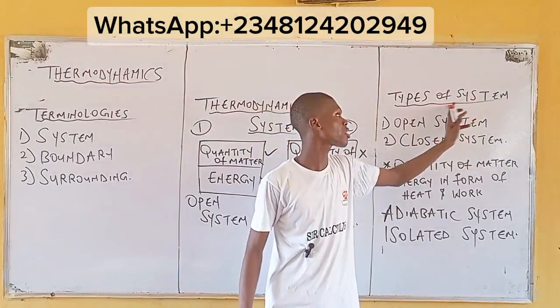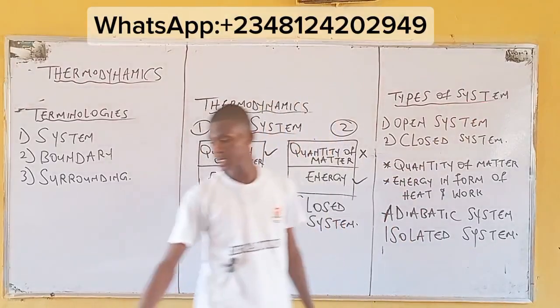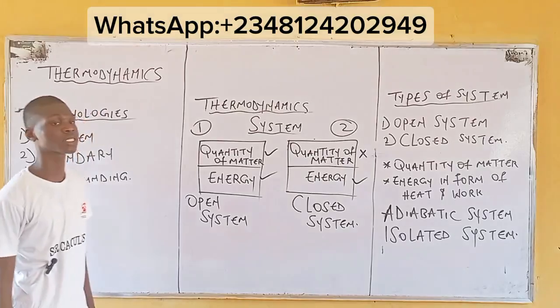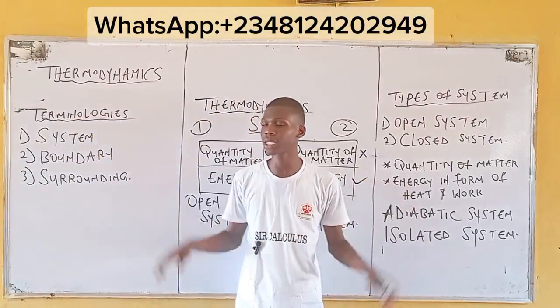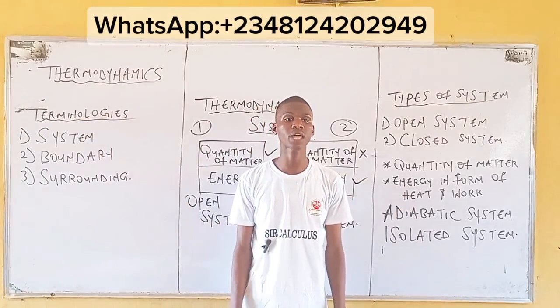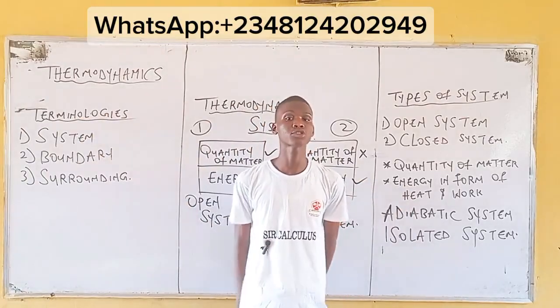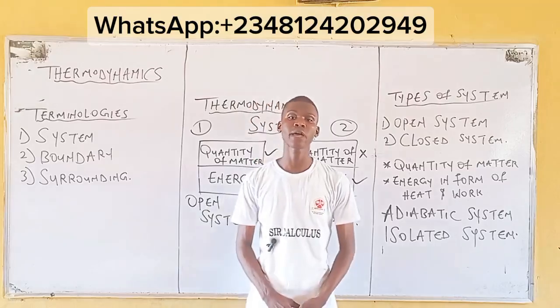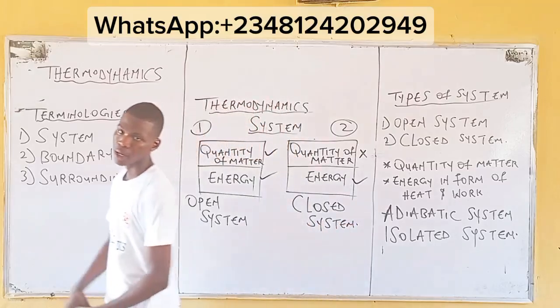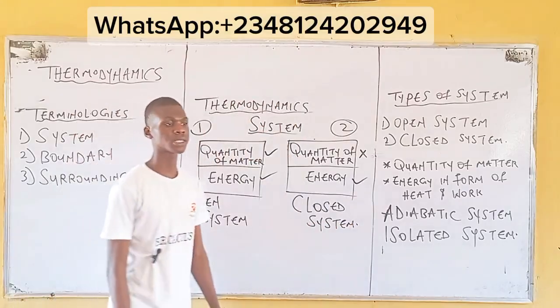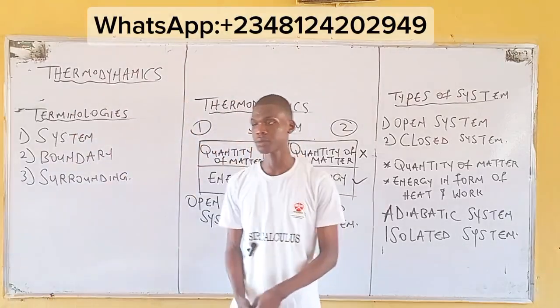Moving on, we've discussed types of system, right? Now, the next one, basic laws of thermodynamics. Let's look at the laws of thermodynamics. For the first one, we have the Zeroth law. We have the first law of thermodynamics. We have the second law of thermodynamics, and we have the third law of thermodynamics.